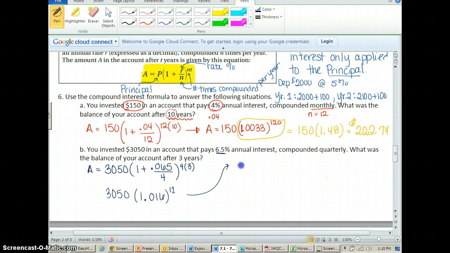Multiply first, which gives me 3,050 times 1.21, which gives me $3,689.98. So you see how with a higher interest rate and shorter time, I ended up gaining like $600 here in just 3 years. That's also partly because we started with a larger principal amount.